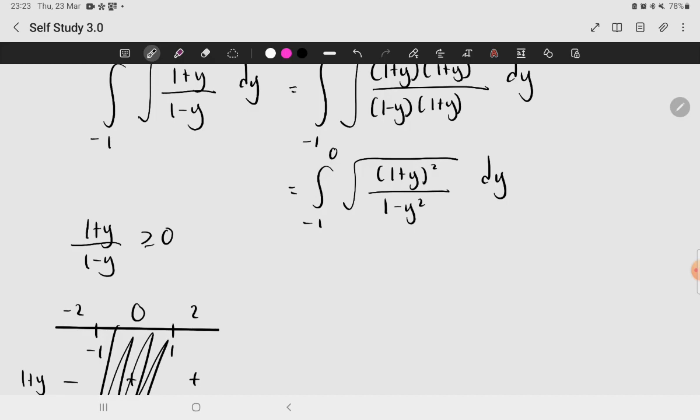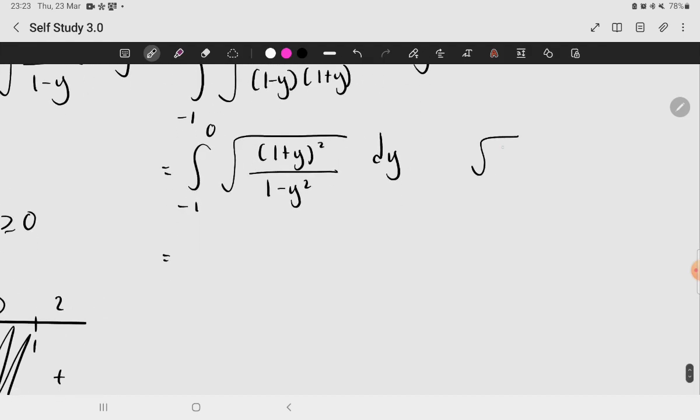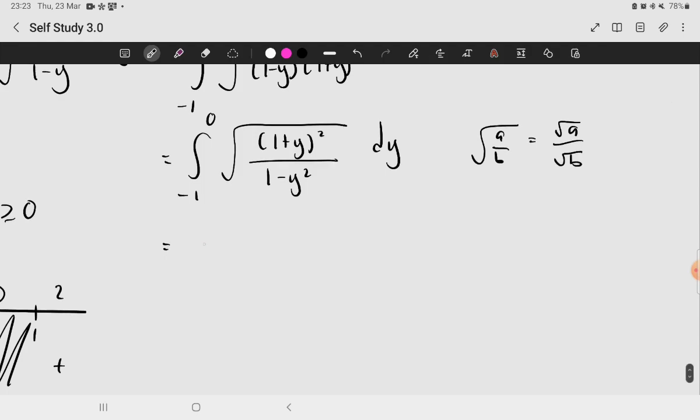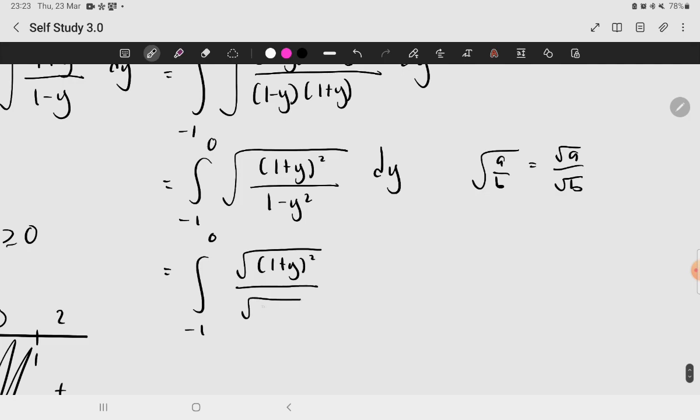Therefore, we could continue the step by using one of the properties of the square root. Let's say a and b are real numbers. From here, we could separate the numerator and the denominator to become the square root of a divided by the square root of b. Okay, so by applying this property to our integral here, we obtain the square root of (1 plus y) squared, divided by the square root of (1 minus y squared), dy.